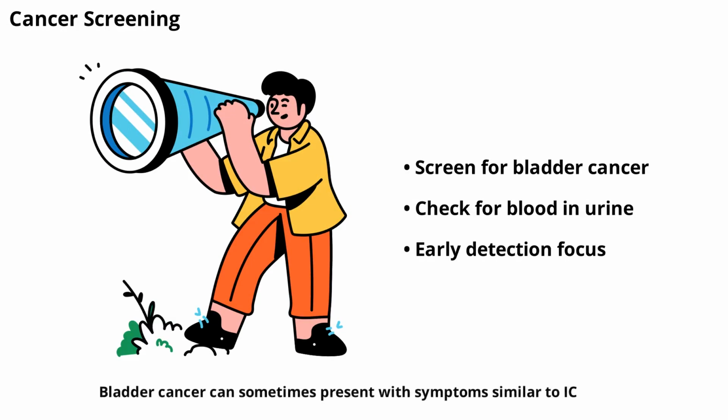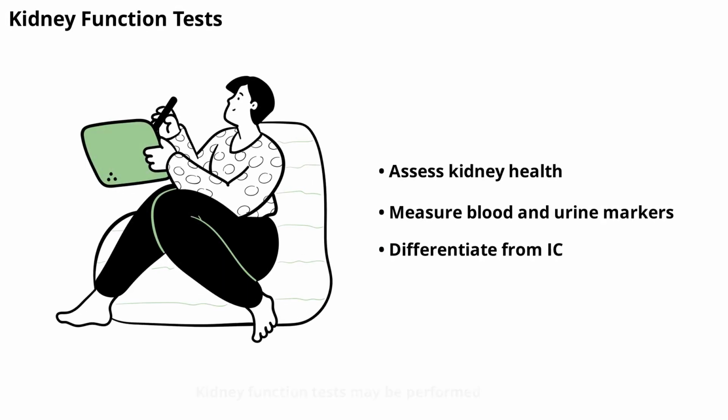Bladder cancer can sometimes present with symptoms similar to IC, such as pain and blood in the urine. If there are risk factors or warning signs, the doctor may order additional tests, such as urine cytology or imaging, to screen for cancer. Early detection is crucial, so this step is taken seriously if there's any suspicion. Kidney function tests may be performed to ensure your kidneys are working properly.